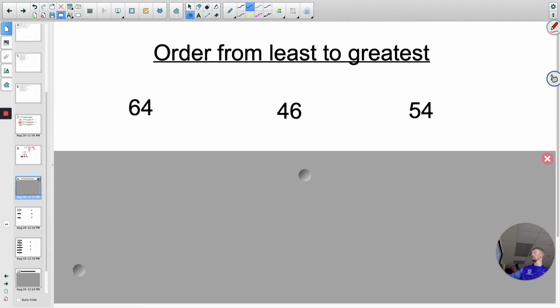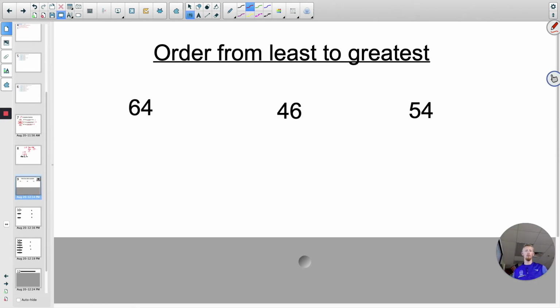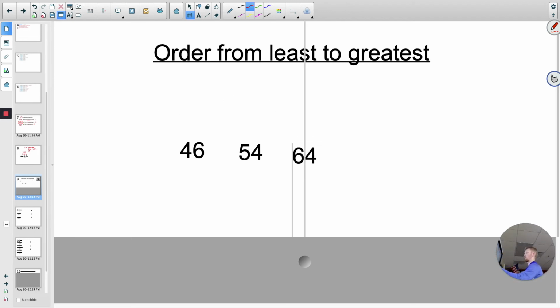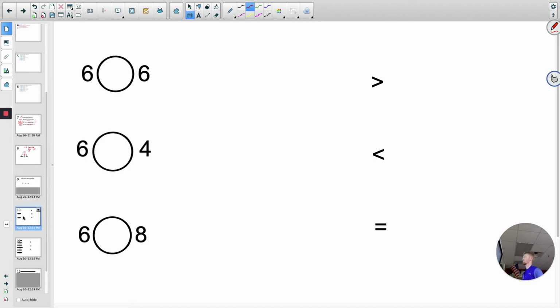All right, ordering from least to greatest. So go ahead in your math notebook, if you have that out, write these 3 numbers from least to greatest. There you go. That would be from least to greatest. 46, 54, 64. All right. We can fill in these symbols. Maybe you can just do this one in your head. 6 is equal to 6. 6 is greater than 4. 6 is less than 8.